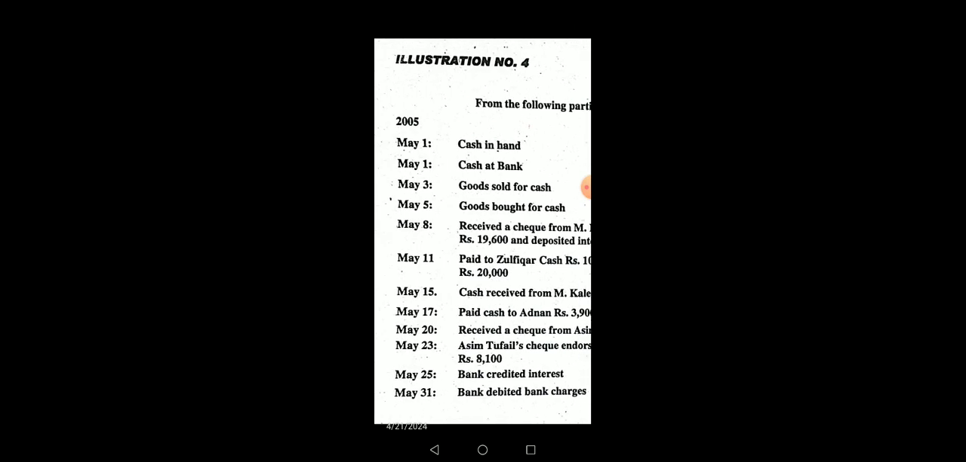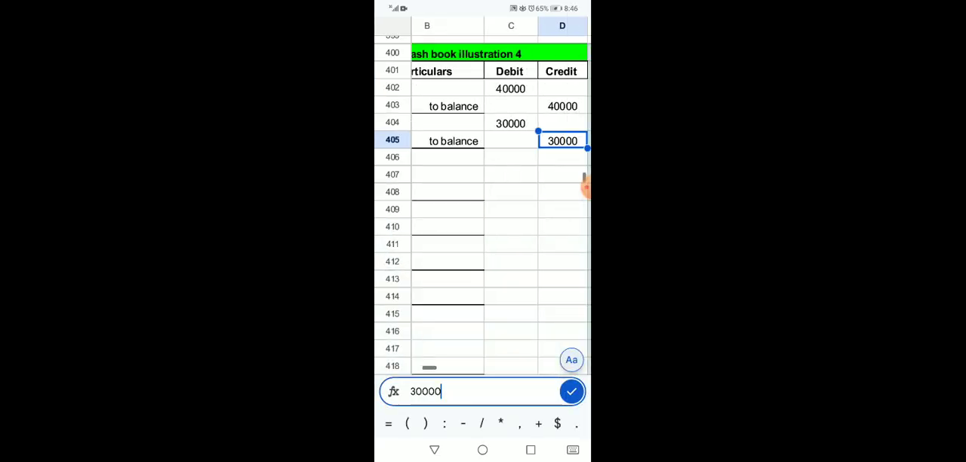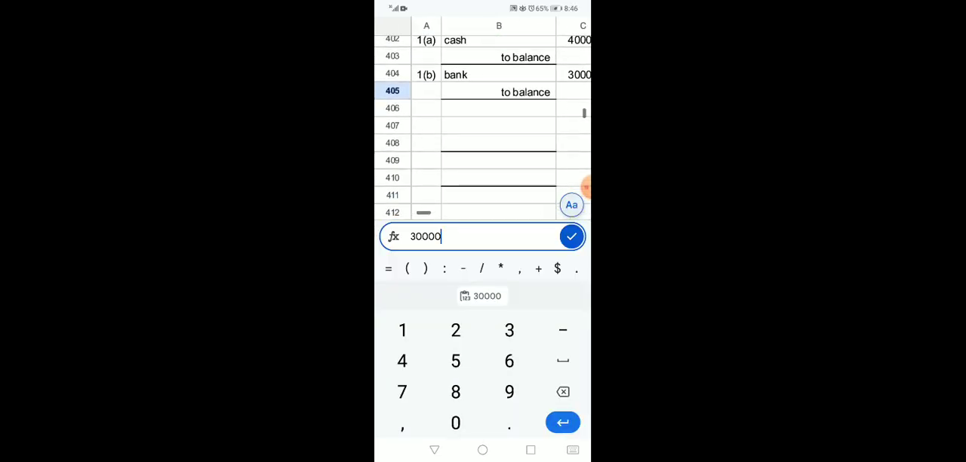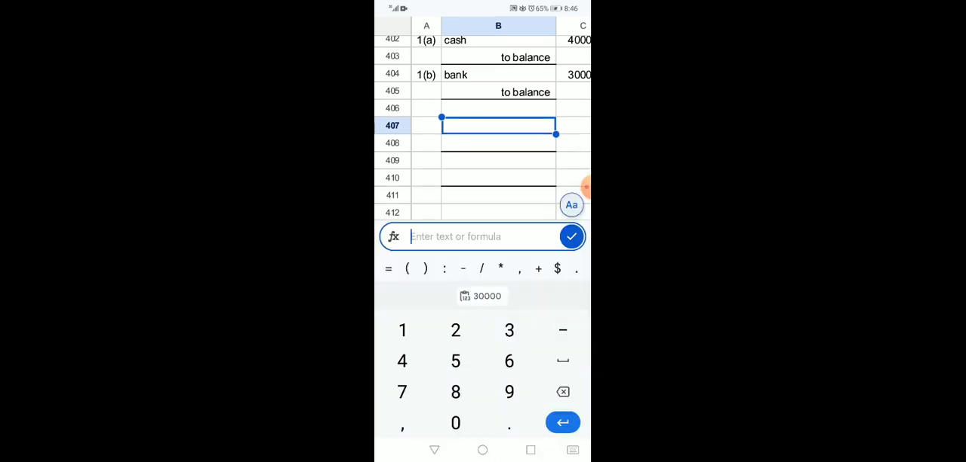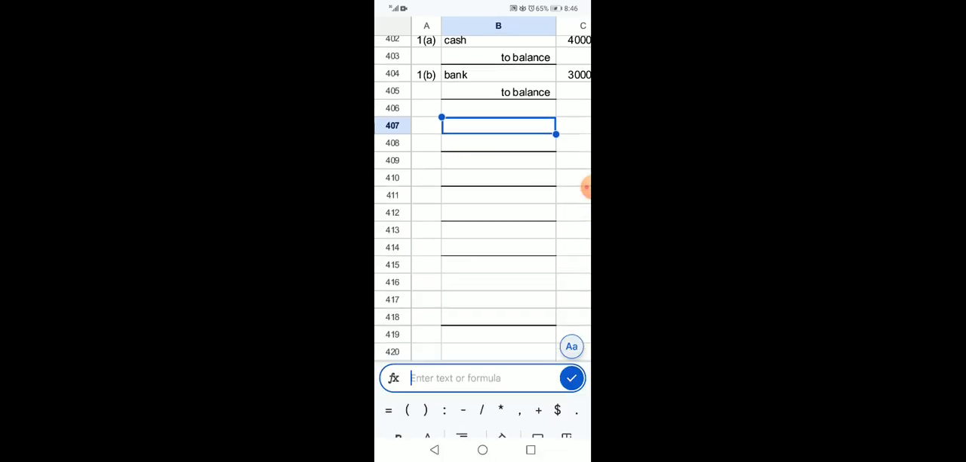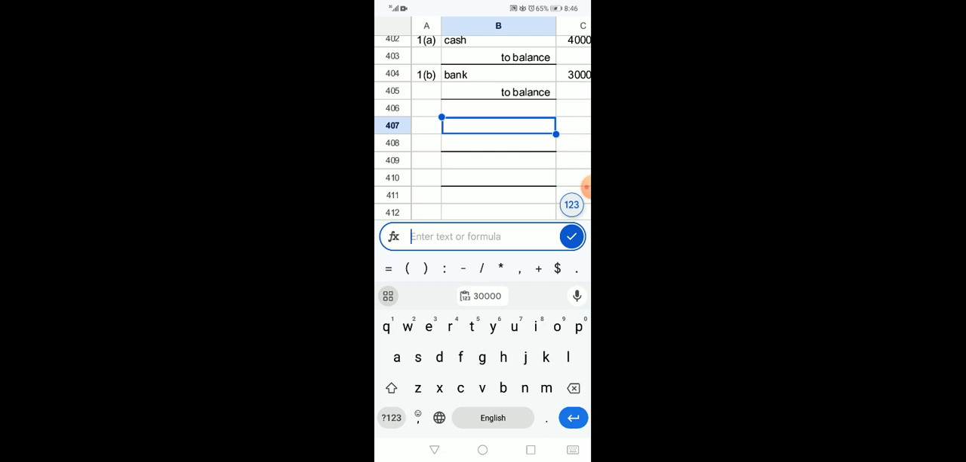And now let's see what is next for us. It is May 3, and what you are doing, goods sold for cash. You are selling your goods for cash. It means goods are going out. Goods are your near asset. You were supposed to write over here on credit side, you were supposed to write goods. Why? Because goods are going out, goods are your near asset, asset is decreasing, decrease in asset should be credited, so you were supposed to write goods over here.